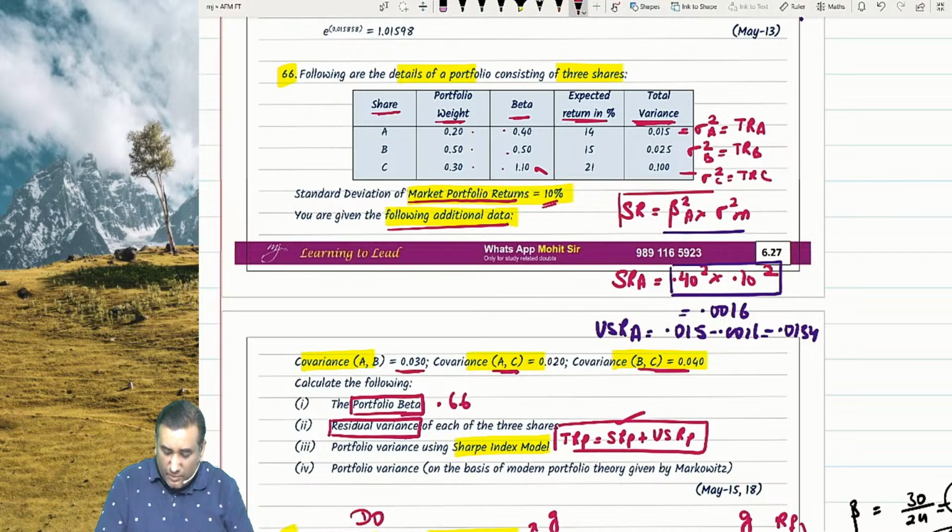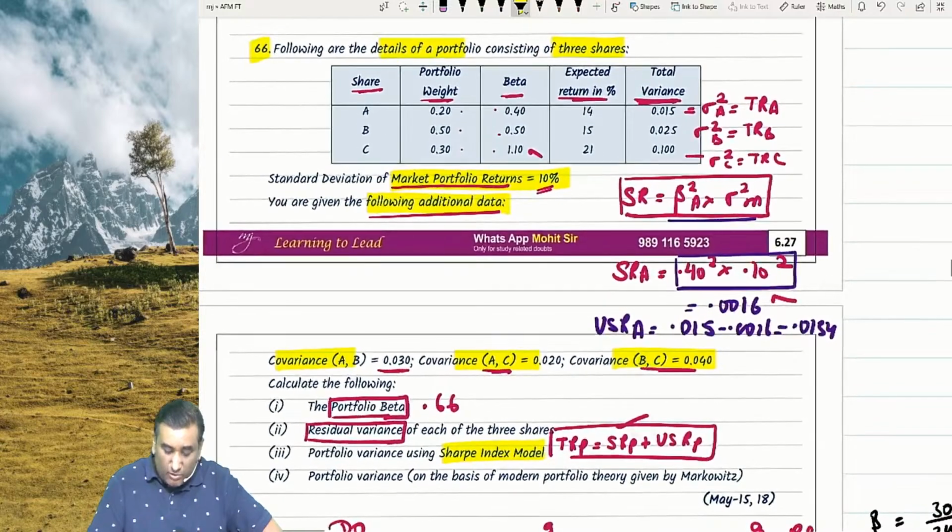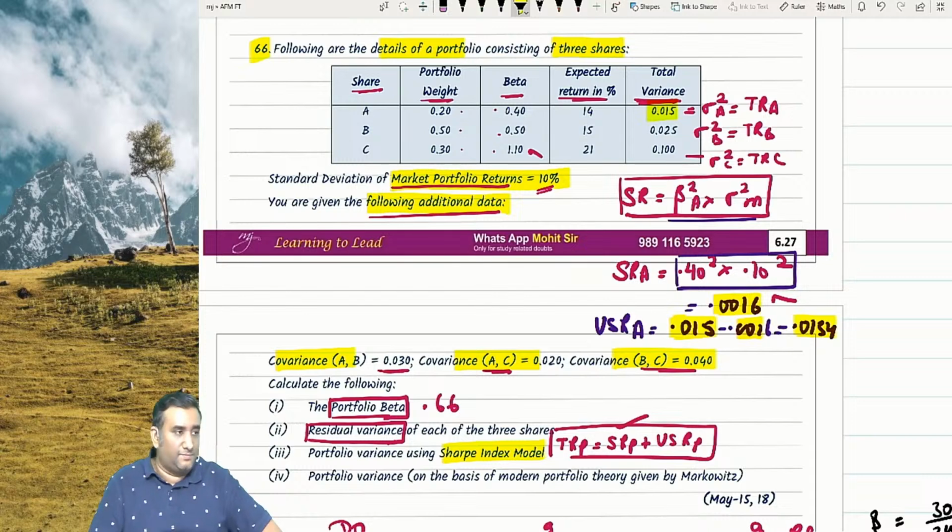The systematic risk formula, I've just put one formula here. Systematic risk is beta square of A into standard deviation square of market. So for A I have taken 0.4 into 0.4 into 0.1 into 0.1. I got what? Just check. Are we getting 0.0016? Then out of the total risk, look up please once, because I'll ask you to do at least these two numbers. Out of this 0.015, this is total risk, minus 0.0016, this I get what? Unsystematic. Can you do it for me?